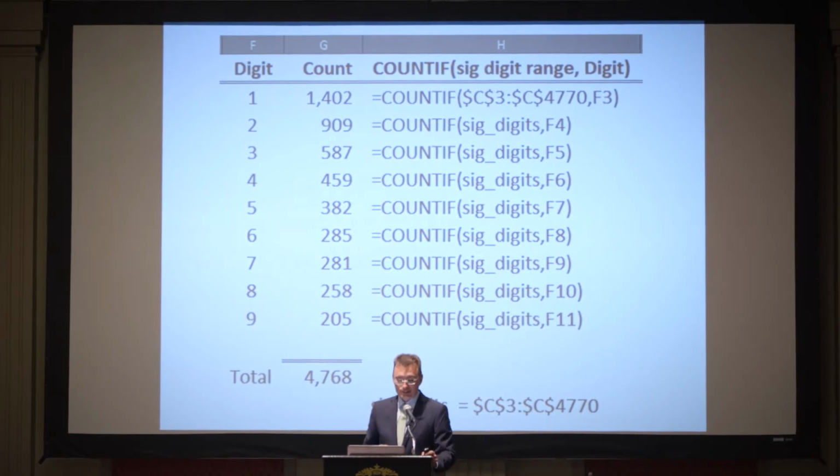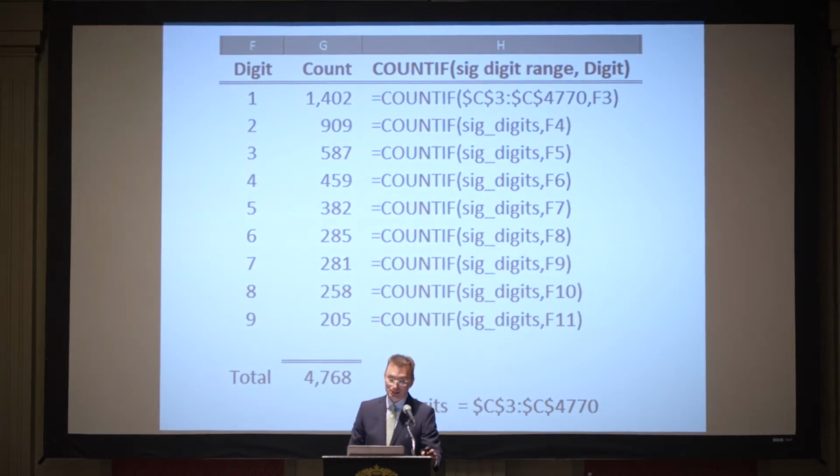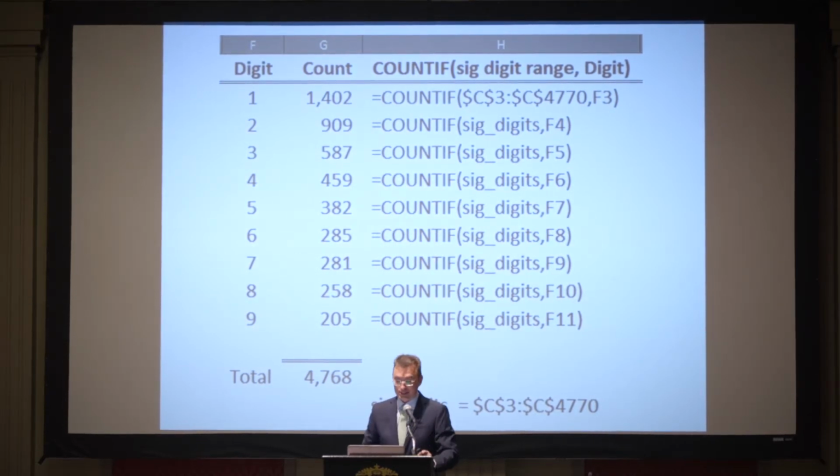So in column F, we have our digits 1 through 9. That's self-explanatory. In column G, that is the count, that being how many tax receipts have a first significant digit containing the number 1. That count is 1402, and how I accomplished that was by using the countif function in column G, by typing in countif and then the cell range of all of my tax receipt data, and then specifying the number 1 as the criteria.